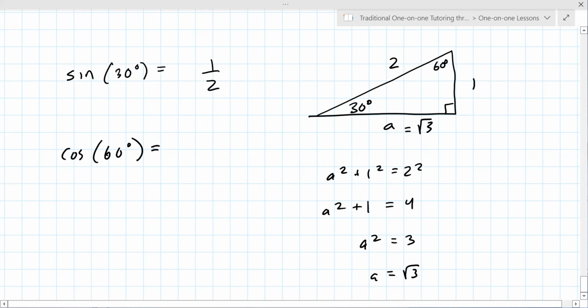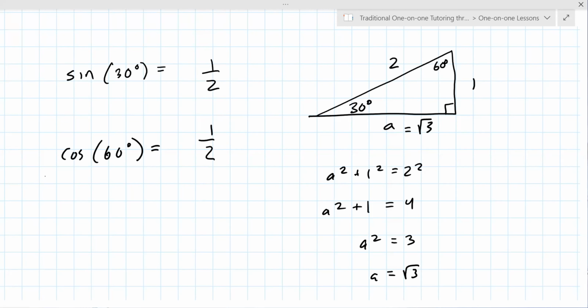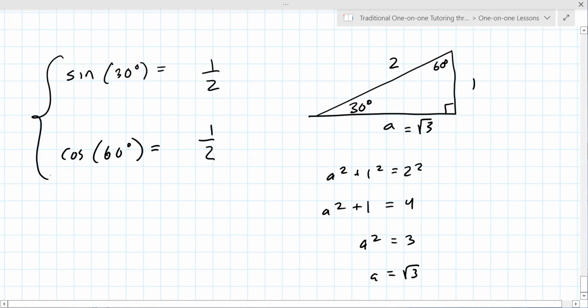The cosine would be √3/2, right? No, 1/2. It's 1/2. Interesting. Notice it's the ratio of sides, right? These are ratios of sides. It's also the same as 90 minus 30. See how these are the same again? Yes, because they're cofunctions.